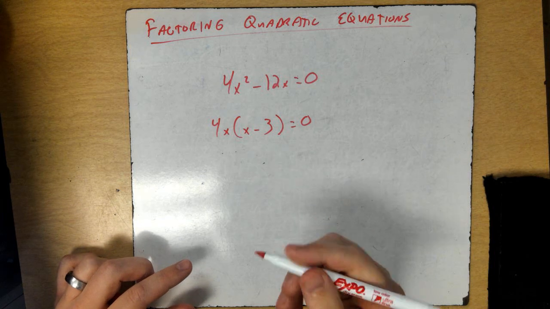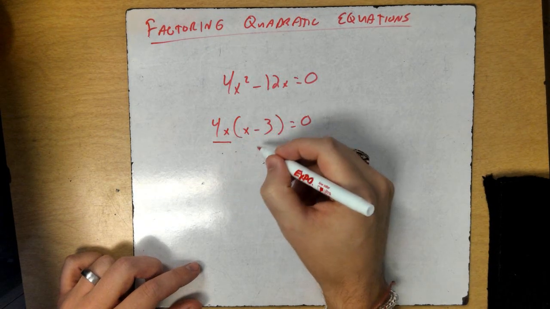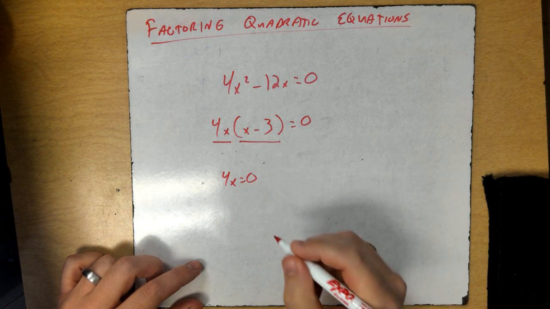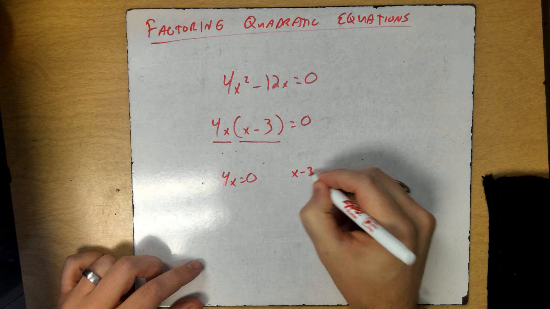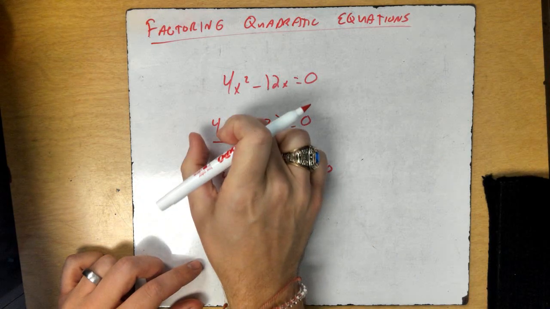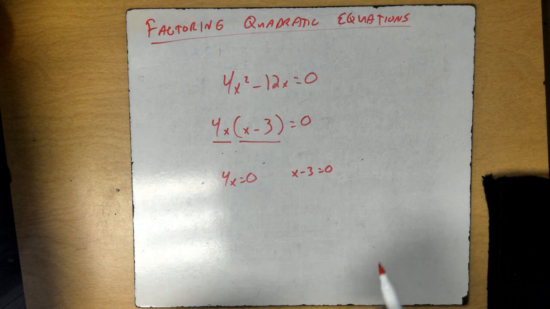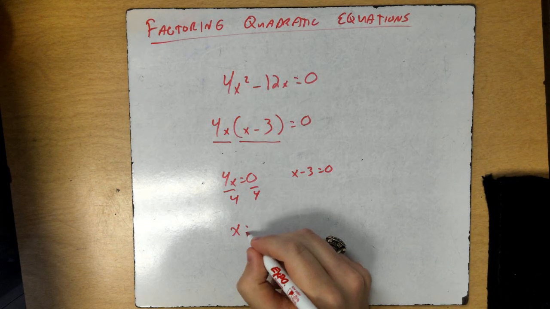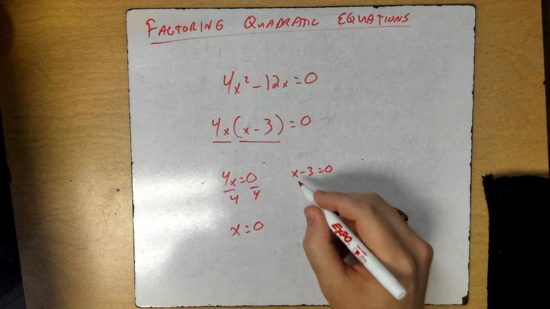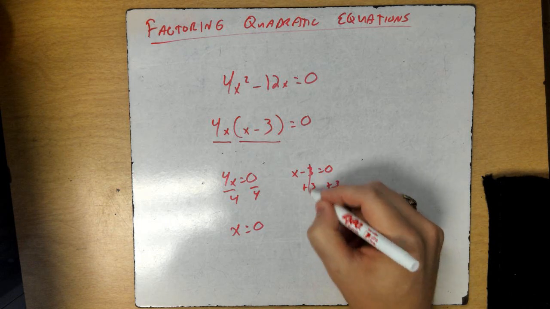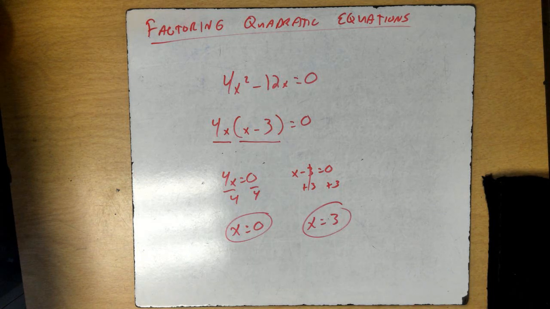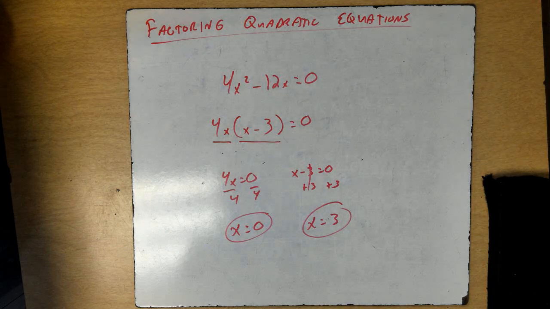Now, this part, we have two sets. We have our 4x, we have our x minus 3. I'm going to set each one equal to 0. So 4x equals 0, and then x minus 3 equals 0. Okay, so I just split it up again. Put my 4x down, my x minus 3 down. And I solve for each one, solve for x. Obviously, I divide by 4 on this one. x equals 0, 0 divided by 4 is 0. And then over here, I'm going to add 3, and x equals a positive 3. So x equals 0, x equals 3. Okay. So that's how I do it for something that looks like this.